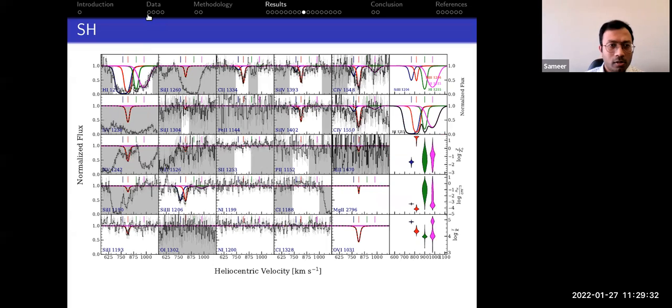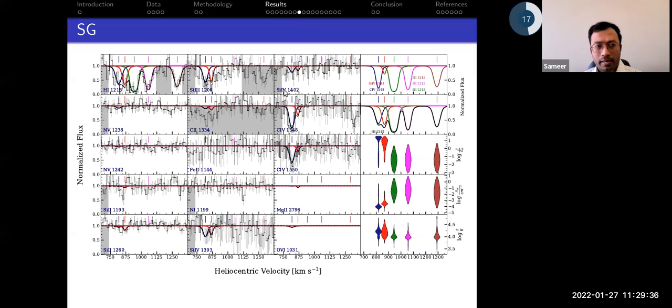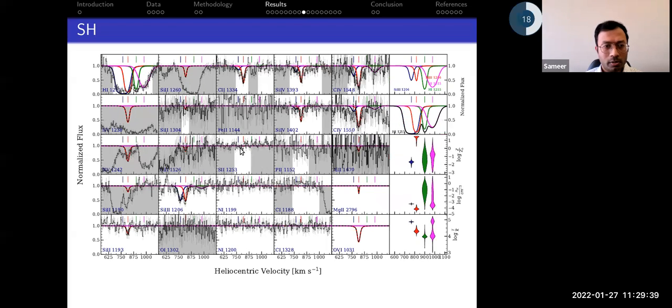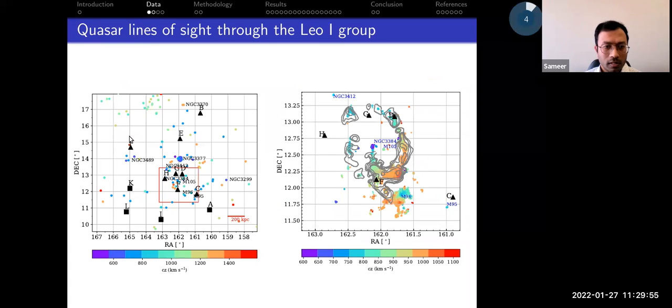Sightline H, this is also a sightline that is close to a luring absorption. Again, it shows a kinematic spread in the absorption components, with contrasting metallicities obtained in these components, and the rest two are upper limits. Sightline J, this is again far away from the luring gas.